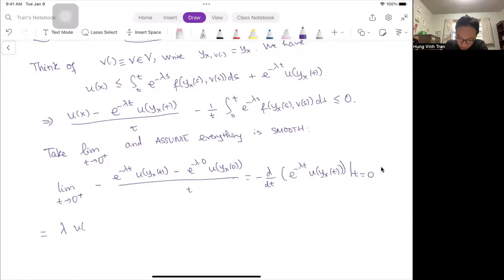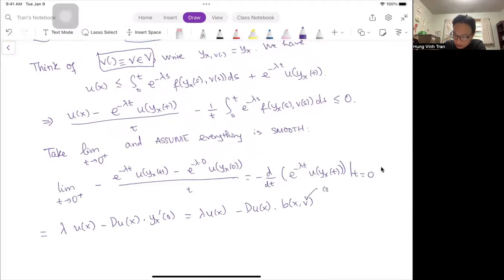So u of y_x(0) is x, so lambda u of x. And then I have minus, again, e to the 0 is 1, Du at y_x(0), which is x, dot with y_x prime of 0. Okay, so that's just basic product rule and chain rule. And now I'm using the ODE. This is lambda u(x) minus Du(x) dot y_x prime of 0, which is nothing but the vector field at that point, right? So it's b(x,v). Remember, we choose v to be a constant control.